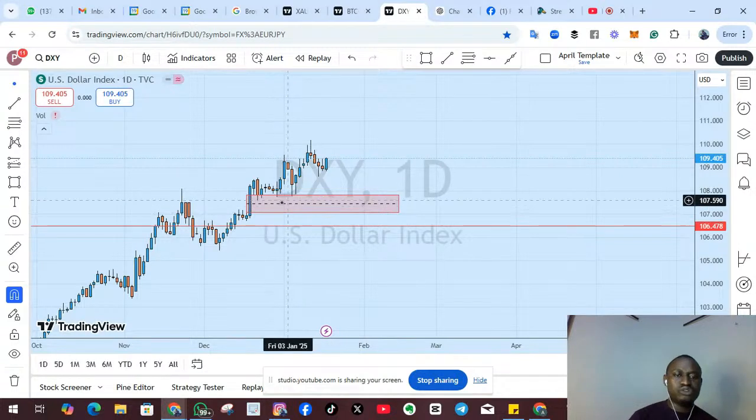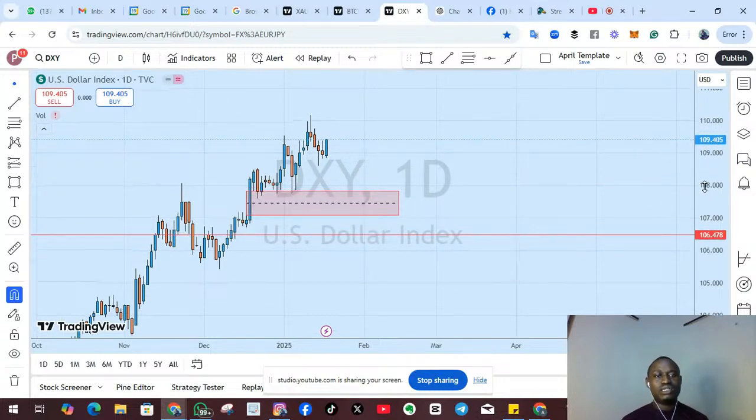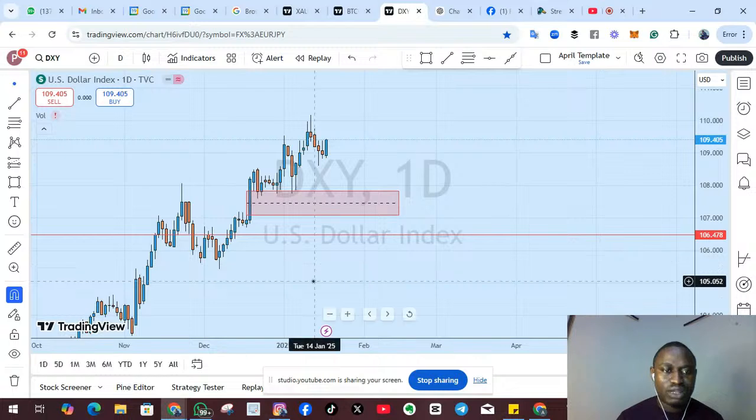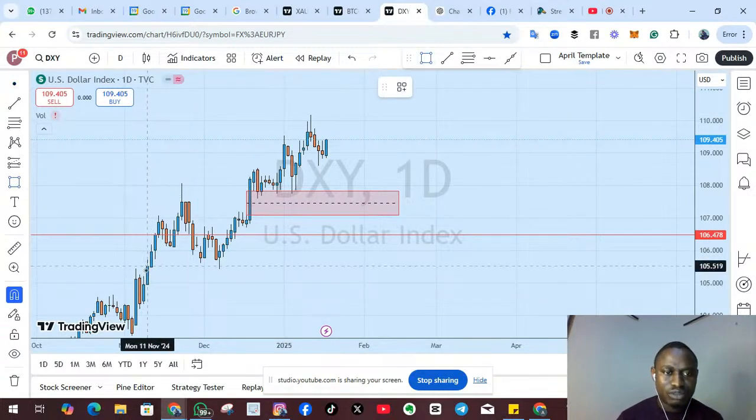There's still huge liquidity line here. There's still the imbalance here. So, we cannot ignore it. Money must come back to it one way or the other, now or later. Money must come back to it. There are few other fair value gaps on this chart that market must still come back to.